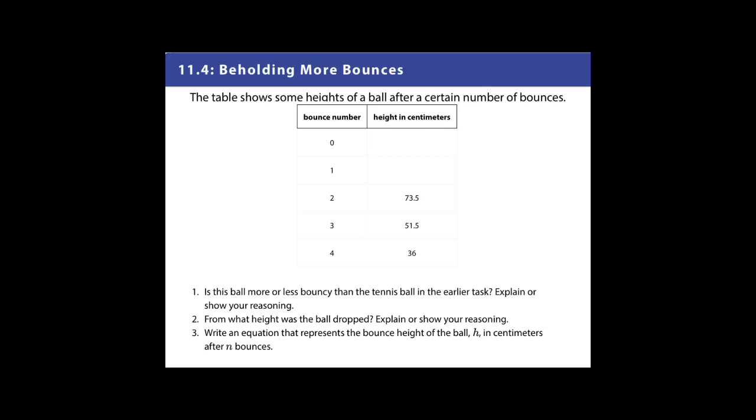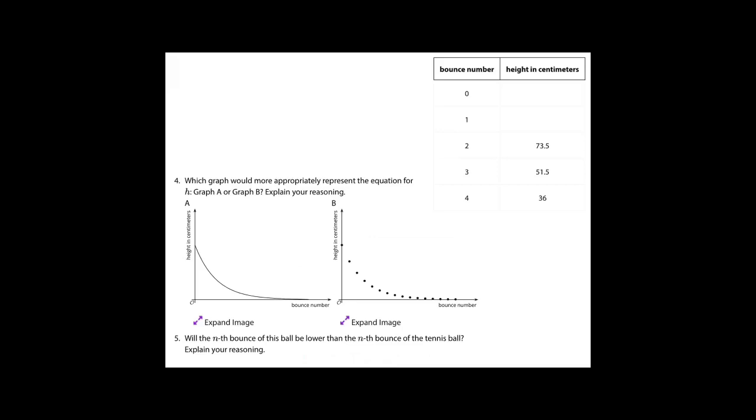Write an equation that represents the bounce height of the ball h in centimeters after n bounces. So one way we could write that is h equals 150 times 0.7 to the n power. And then number 4, which graph would more appropriately represent the equation for h? Graph A or graph B, and explain why.